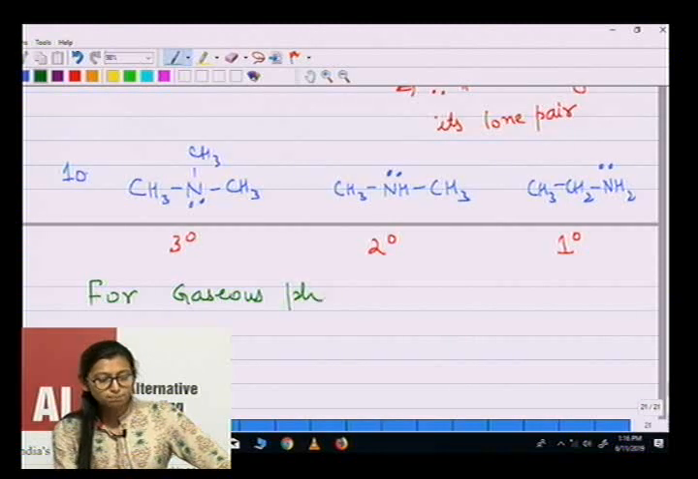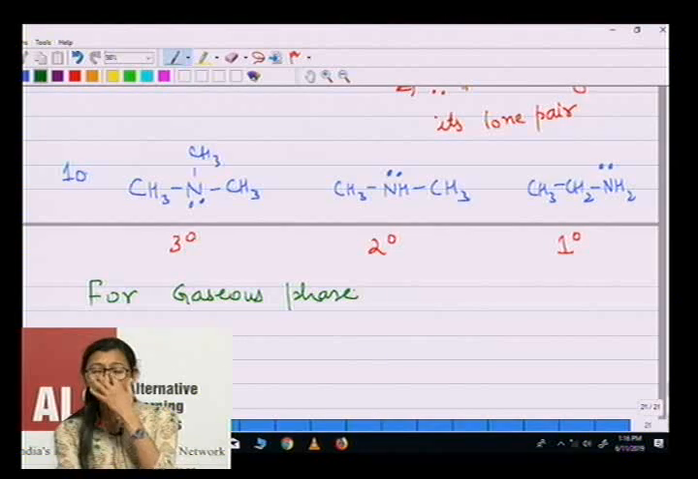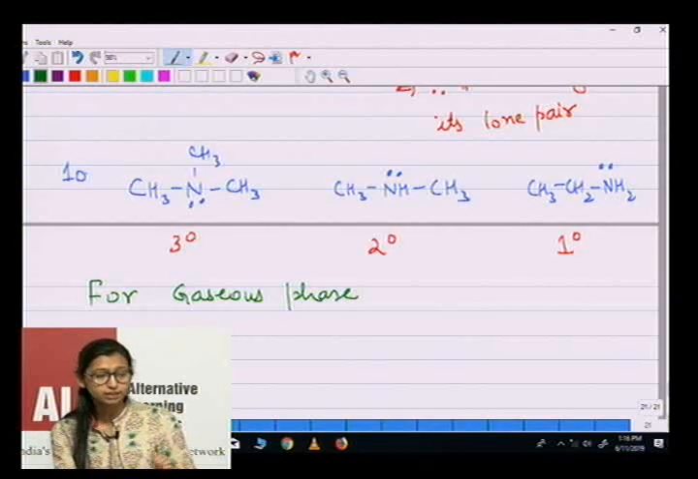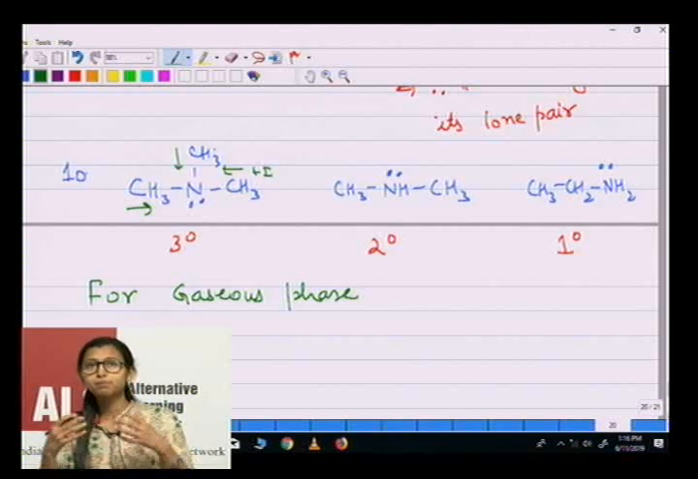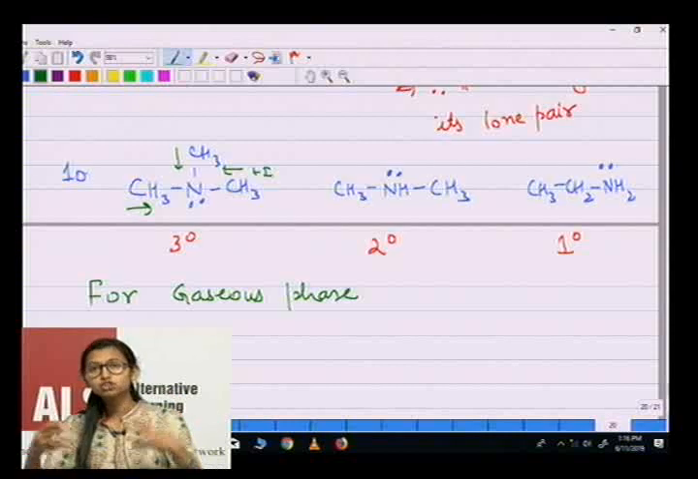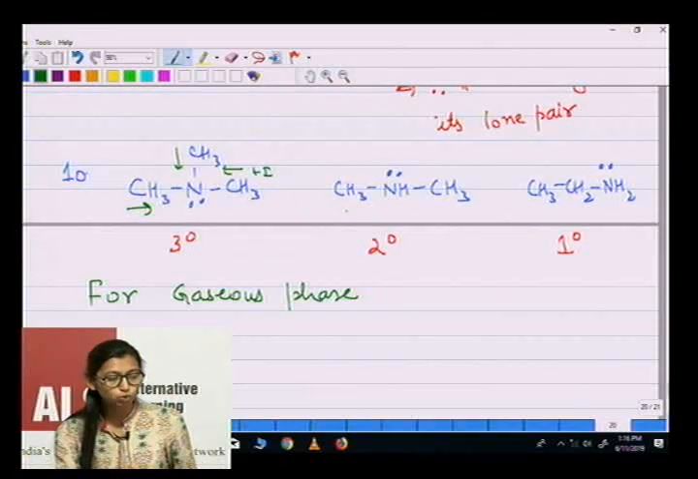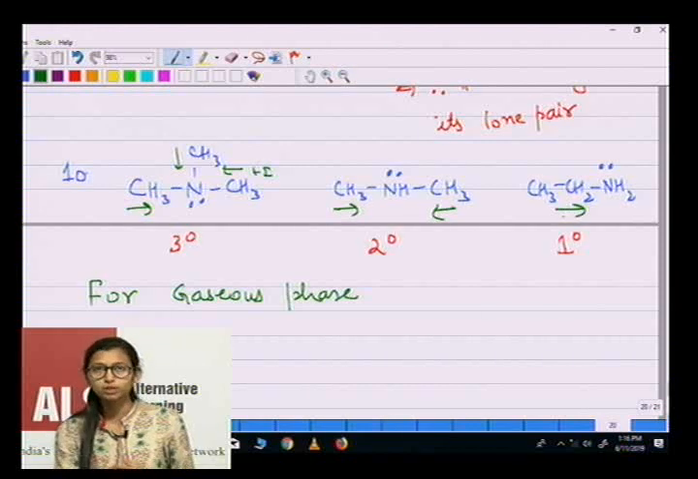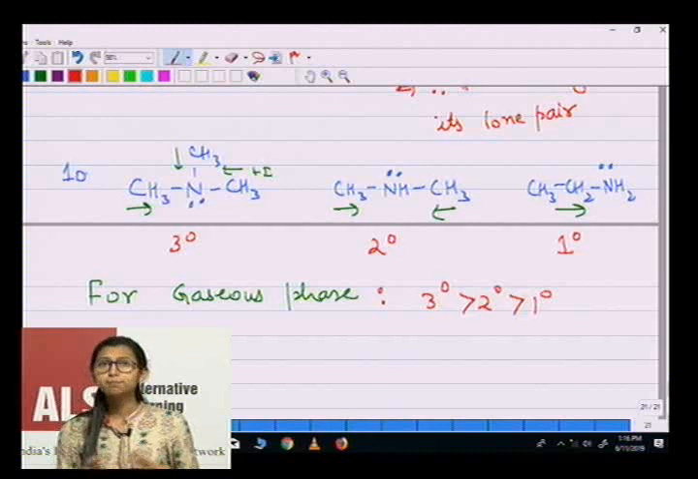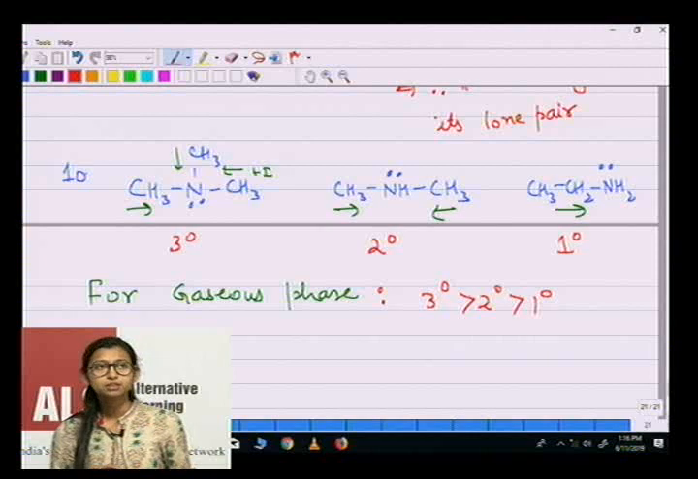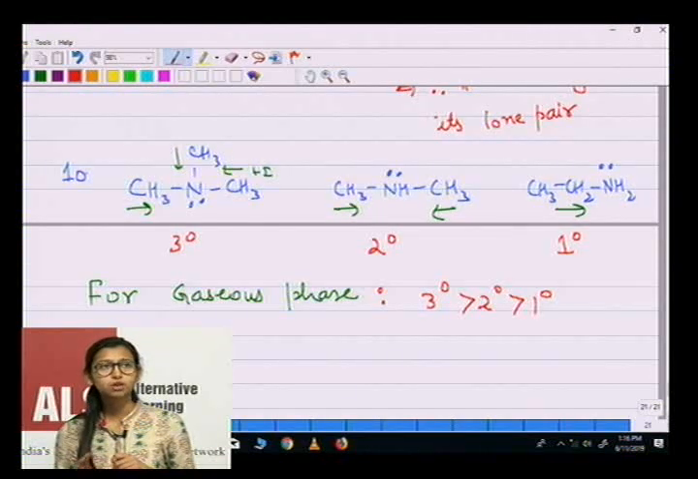you have to see the electron lone pair donating ability. So you will say that ma'am, there are 3 methyl groups. Every methyl will apply the plus I effect. There will be electron releasing groups. Here we have only 2 electron releasing groups and here only 1. So it's clear. In the gaseous phase, the order will be 3 degree, 2 degree, 1 degree. Simply you are checking by the inductive effect, nothing else. This is clear to everyone. I hope it's clear to you people also.